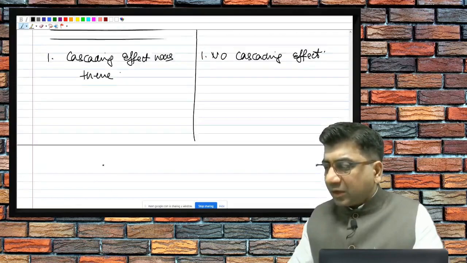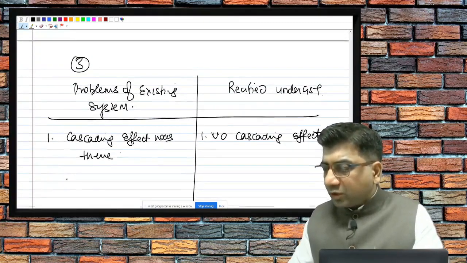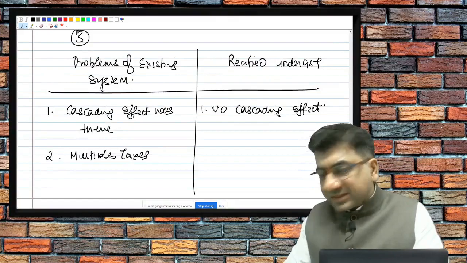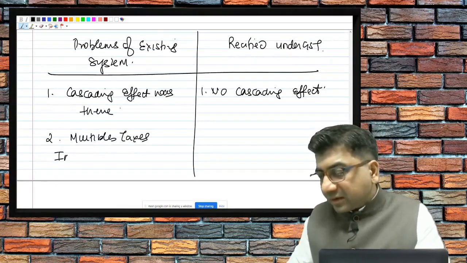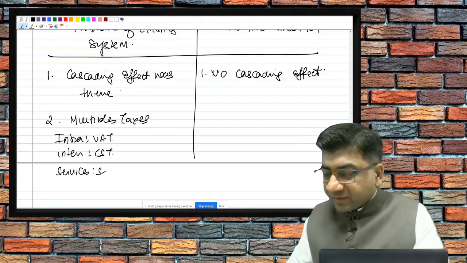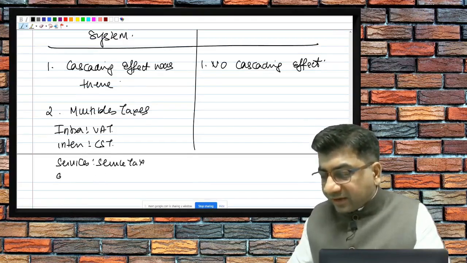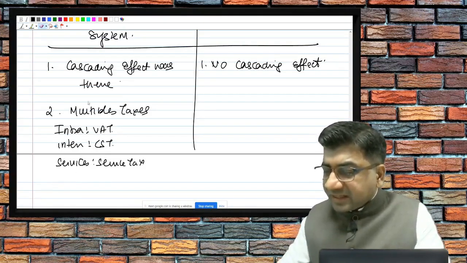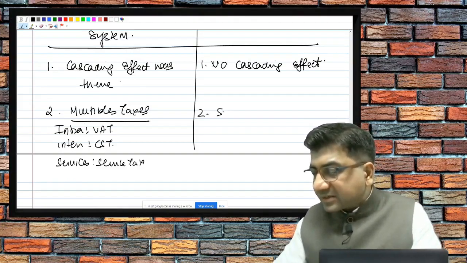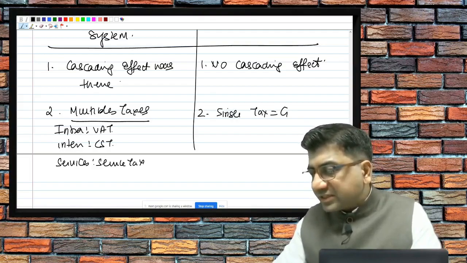Under the old system, my dear friends, there were multiple taxes. As I told you, for intra-state they levied VAT, for inter-state they levied CST, on services they levied service tax, and then there was entry tax. See, the state government also levied entry tax. But under GST there are no multiple taxes. Under GST there is a single tax, which is known as GST.